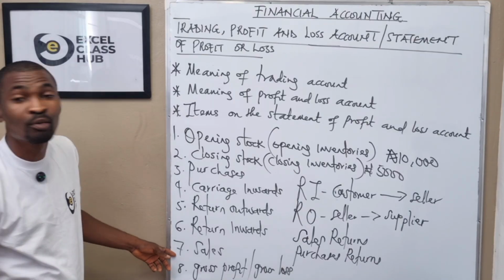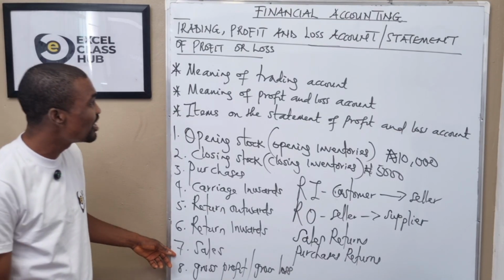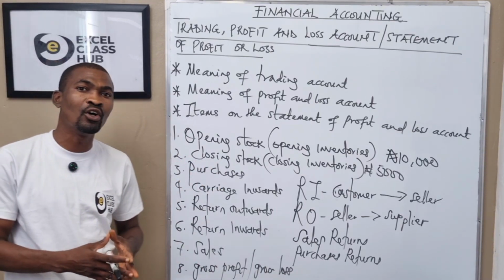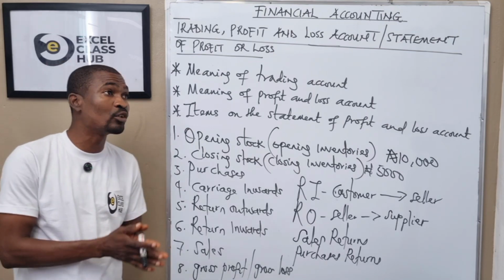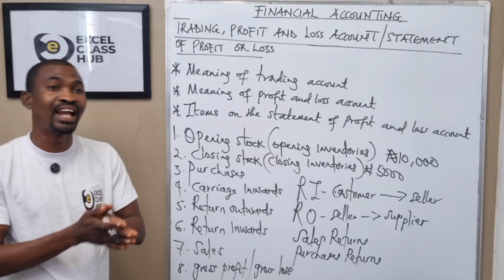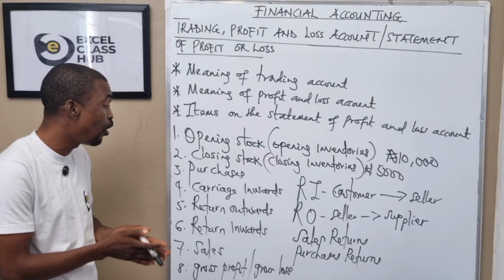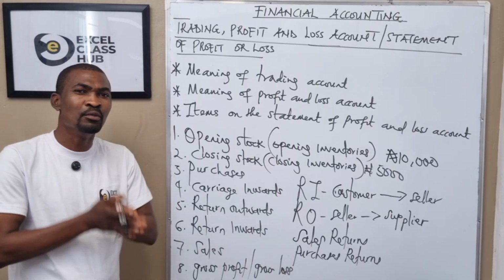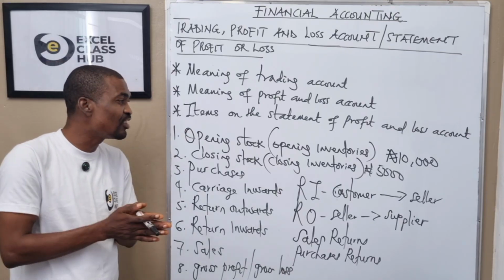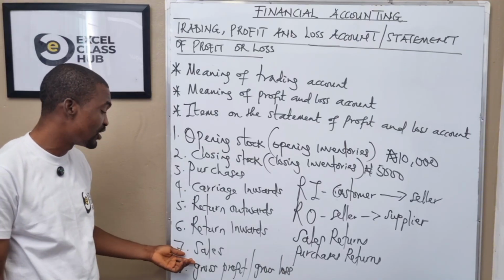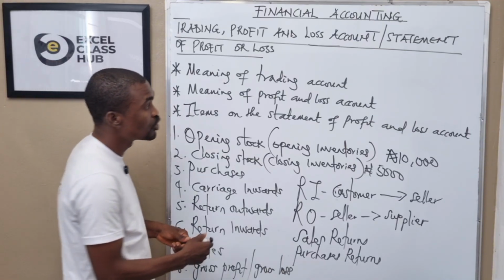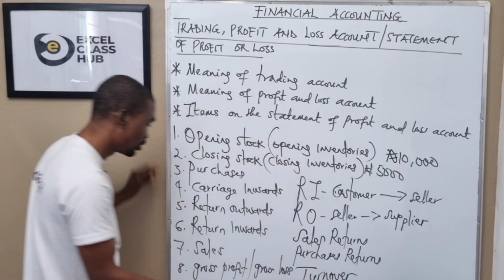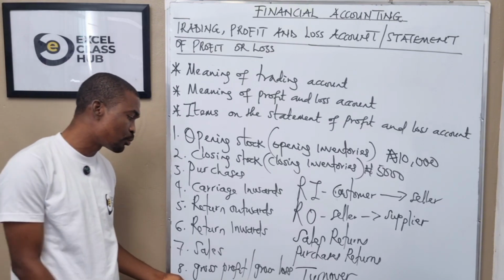Then number 7 is sales. The sales are the total amount realized from the sale of goods or services. It is possible that the business you are running is into services like school business, consultancy, or what have you, or you are into selling commodities, physical products. So the total money the business realized from the sale of goods or services is called sales. You can also call it turnover. So another name for sales is turnover.